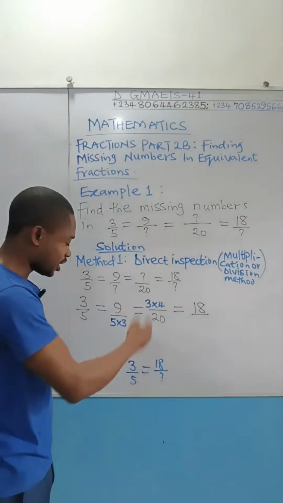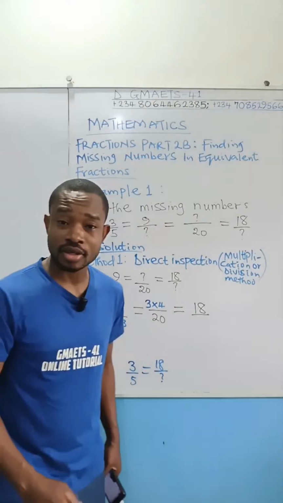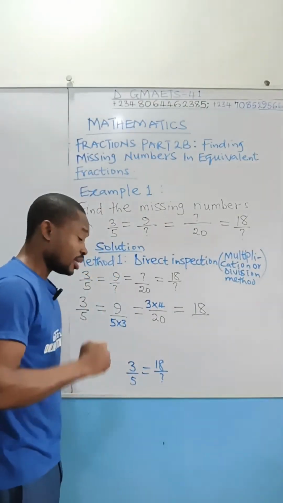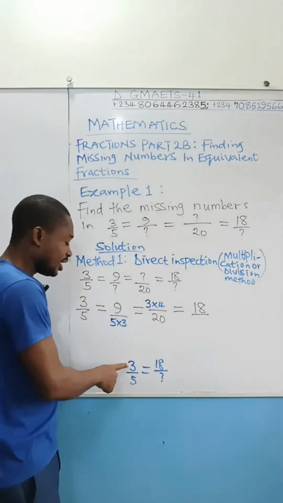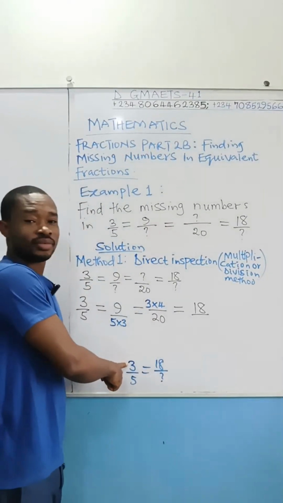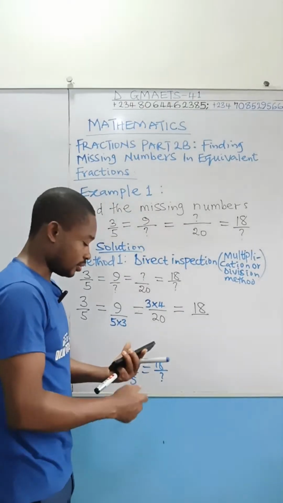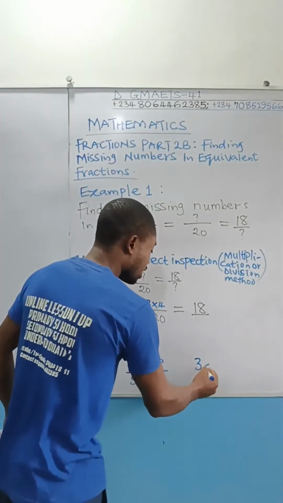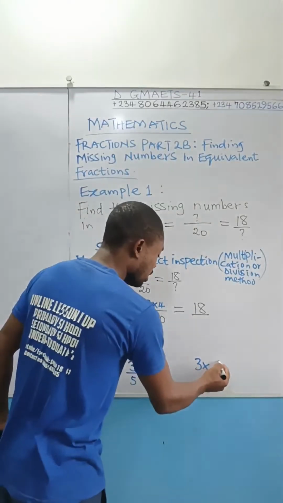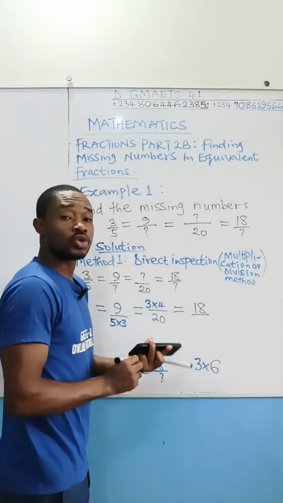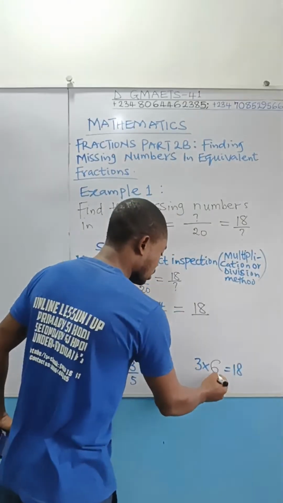So we go by multiplication method, come to this 3 and 18. Ask yourself which one is smaller. 3 is smaller, is that not so? Then using your knowledge of multiplication, you go to 3 times table and ask yourself, 3 times which number will give you 18? You'll agree with me that 3 times 6 is equal to 18. So our interest now is this 6.